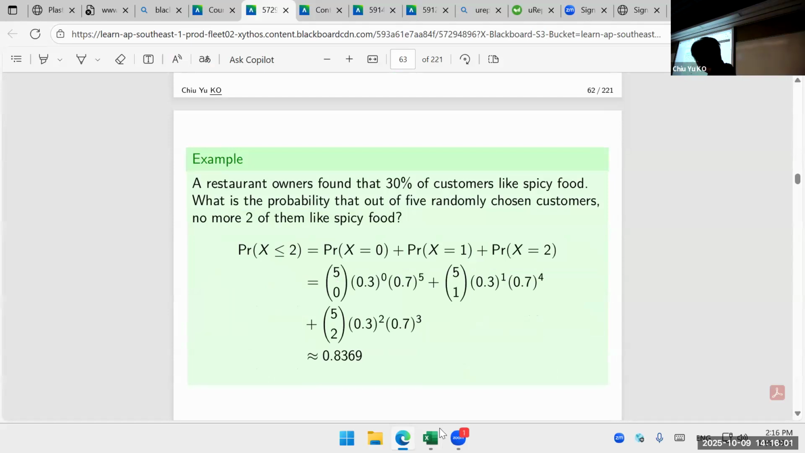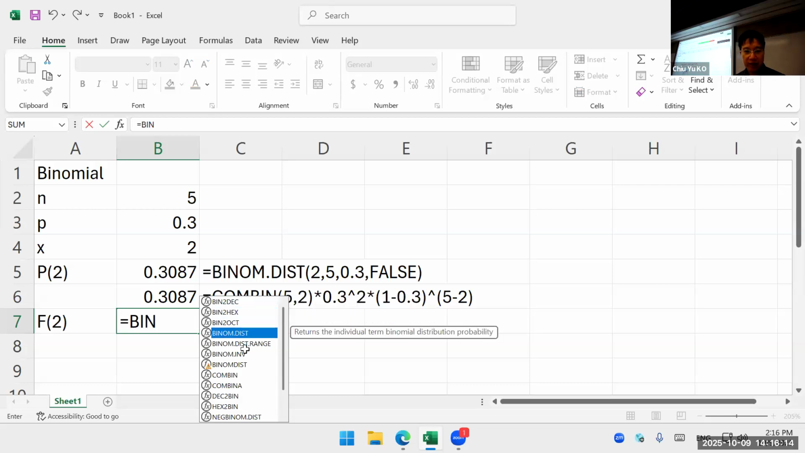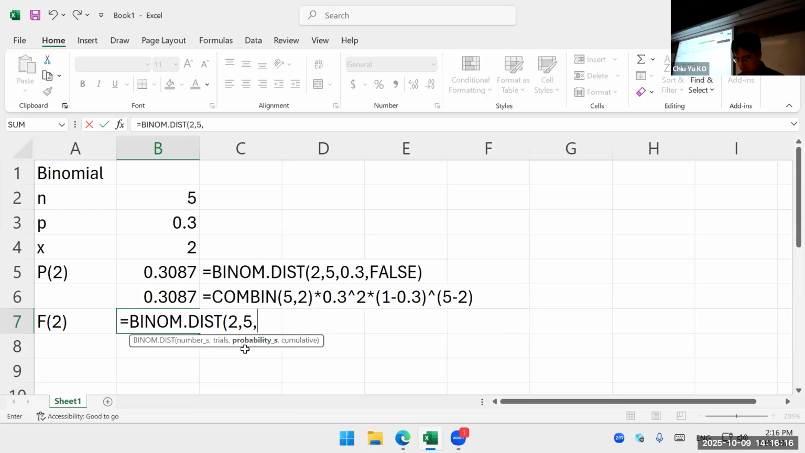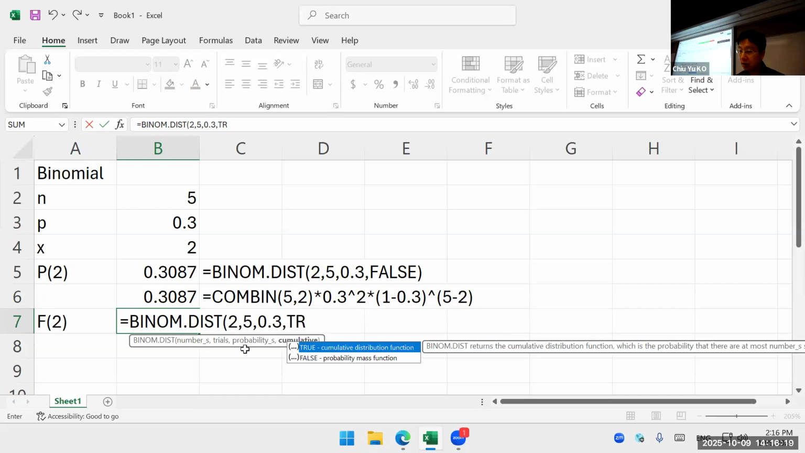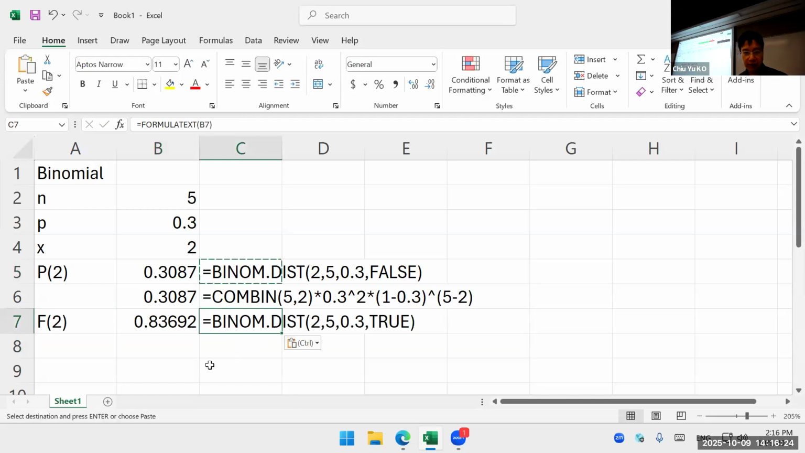Because he wants to see how many spicy dishes to prepare. You can see the manual calculation is very tiring, right? But if I have the F function, then we're done. The F function is just the same: BINOM.DIST 2, 5, 0.3, but now with true. This is the same result that we saw. So our calculation is very simple once we know BINOM.DIST. Of course, the mean and the expectation you can do easily. Is that okay?